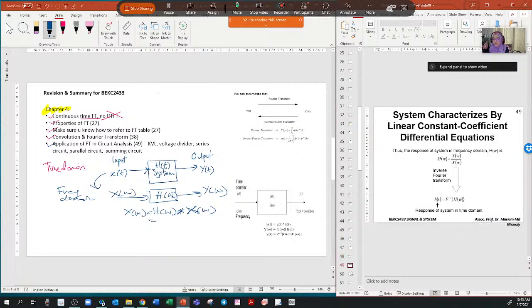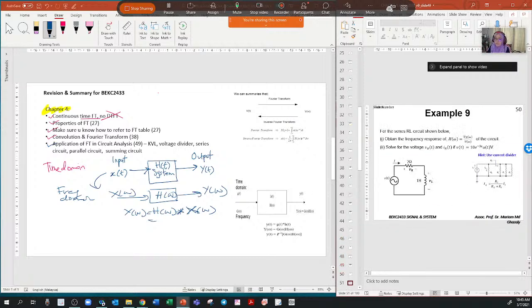Last but not least is the application of circuit theory. You go to these examples, application. Same thing as what I mentioned just now. It can ask you to obtain the frequency response H omega. Here, it assumes that the voltage out is V at the end and VR is here, so find out what VR over V is. Sometimes you might need to use Kirchhoff's voltage law, or the voltage divider.